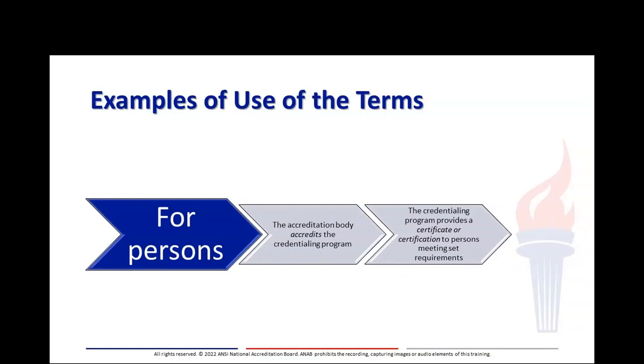And finally, looking at it from a credentialing perspective, credentialing programs are accredited to conformity assessment standards, such as ASTM E2659 or ISO/IEC 17024. The credentialing program or organization then provides certification or a certificate to persons meeting a set of requirements. Again, the accreditation applies to the credentialing program. The certificate or certification applies to the individual.